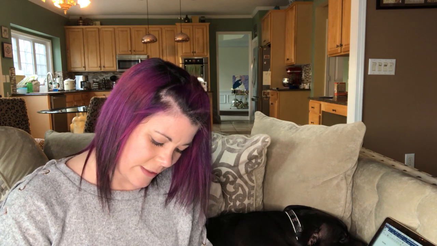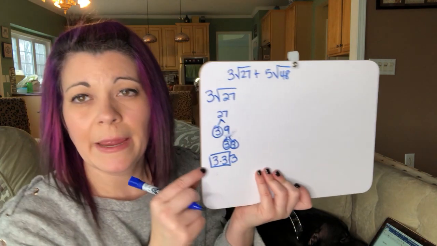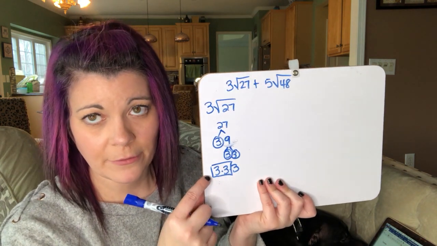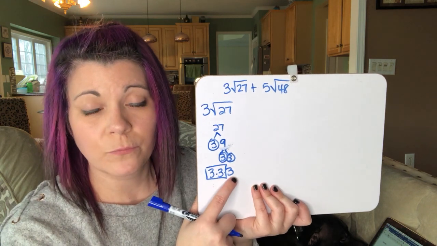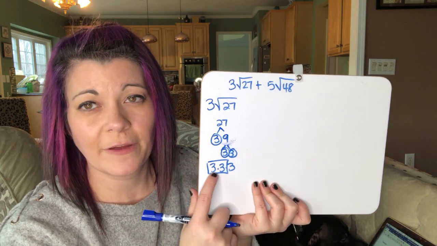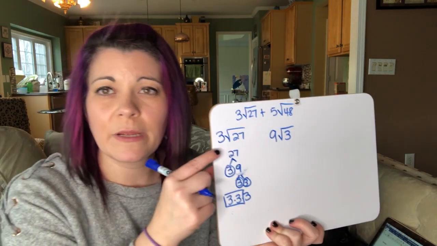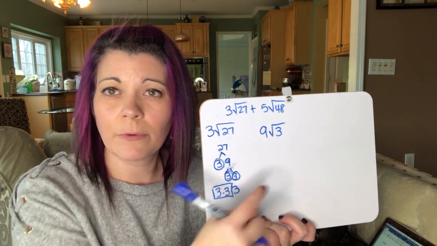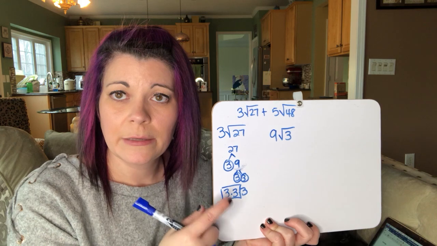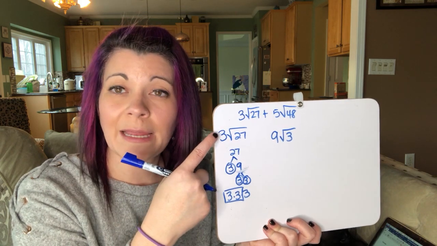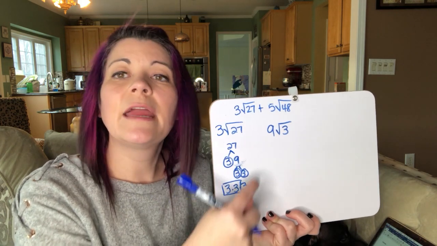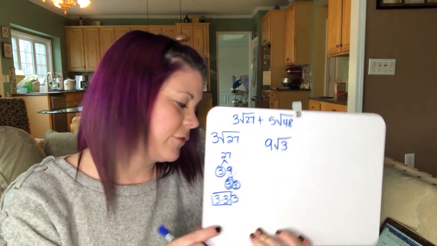And it's 3 times 3 times 3. So I can take out one pair of 3's. So I took out a 3 and I'm left with a 3 inside the radical still. If I can take out one 3, 3 times 3 is 9. So 9 square root of 3. So 3 square root of 27 becomes 9 square root of 3, because I can take out one 3 and multiply it by that number that's already outside the square root, and then have 3 left over.